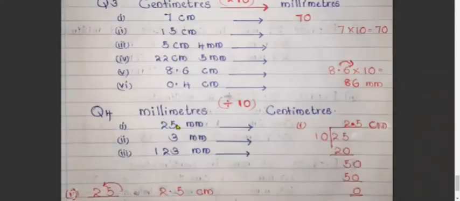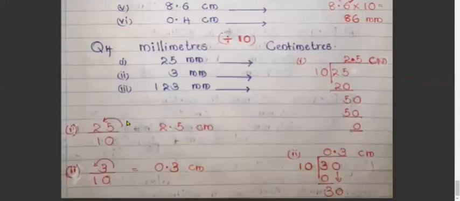Then question number 4. Millimeters convert into centimeters. You divide by 10. Then 25 millimeters. You take 25 divided by 10. 10 times 2 is 20. The balance is 5. Then what do you do, children? You keep a decimal point and add 0. Then for 50, how many tens? 10 times 5 is 50. Then there is no balance. Then the answer is 2.5 centimeters.